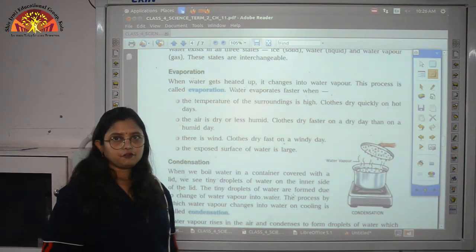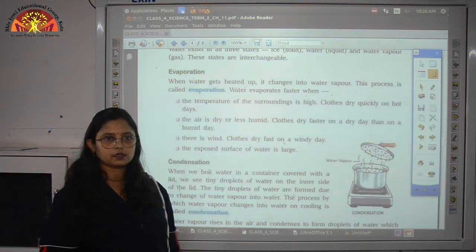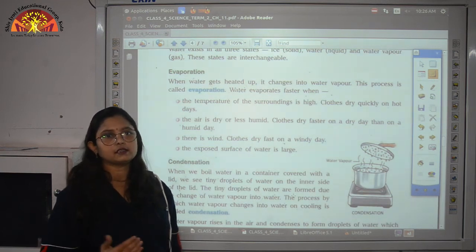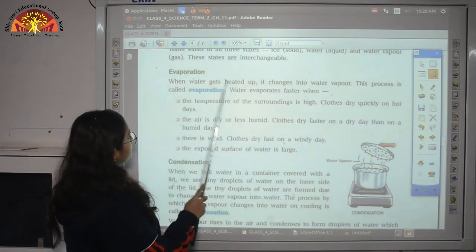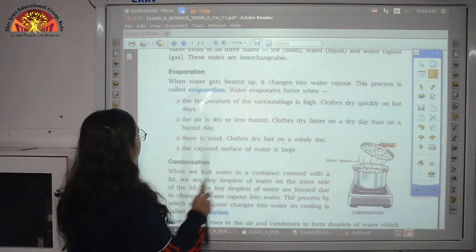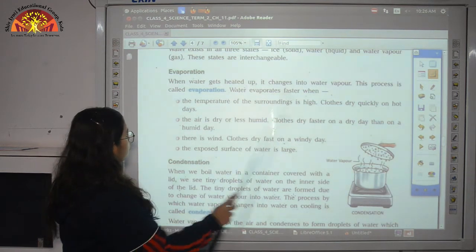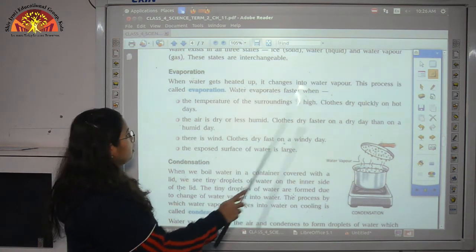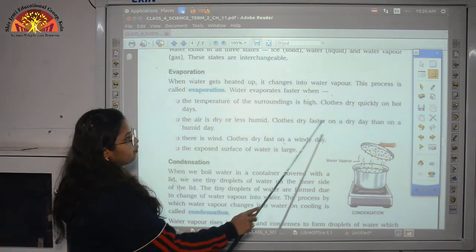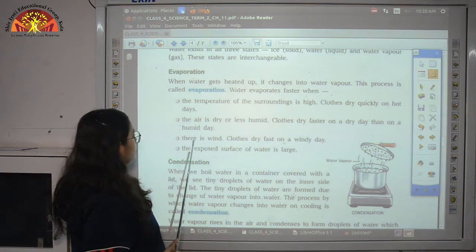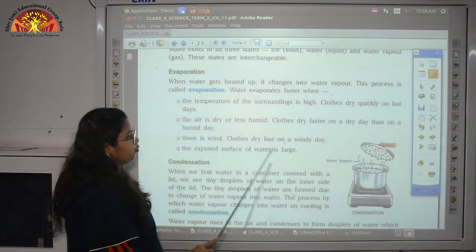Now, right now I have told you that all the states of water are interchangeable. So children, there are certain processes which help in changing the states of water. So first process over here is evaporation. When water gets heated up, it changes into water vapor. This process is called evaporation. Water evaporates faster when the temperature of the surroundings is high, the air is dry or less humid, there is wind, and the exposed surface of water is large.